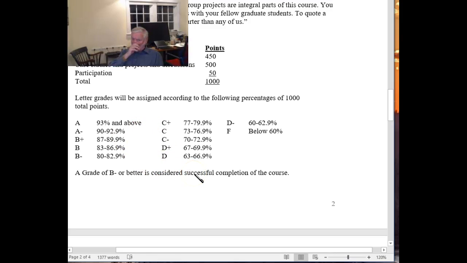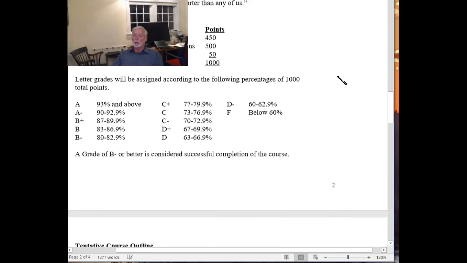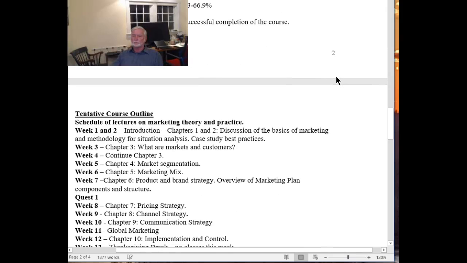So if you're above a 93, that's an A, and so forth. And this is a graduate course, so a B- or better is considered successful completion of the course. Anything less than a B- is not successful completion of the course.